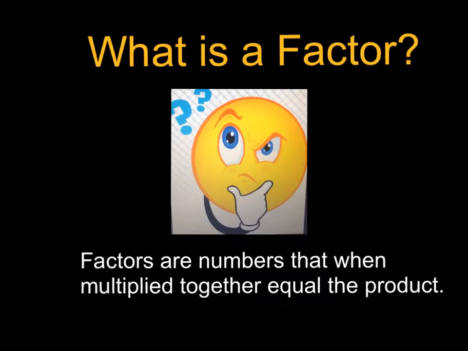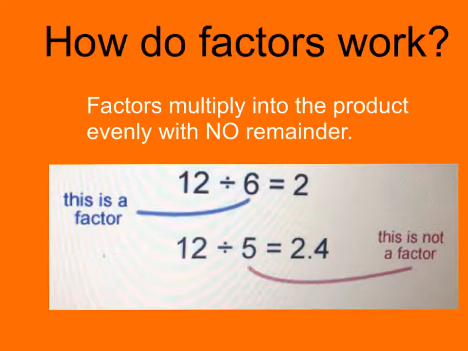What is a factor? Factors are numbers that when multiplied together equal your given product. How do factors work? Factors multiply into the product evenly with no remainder.